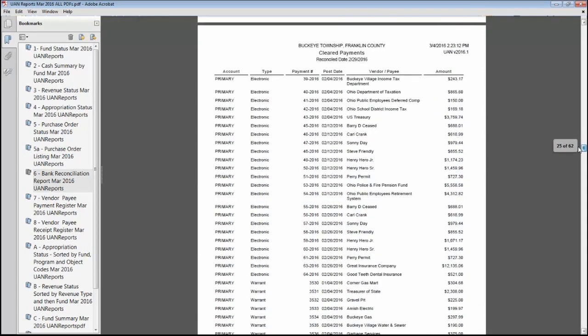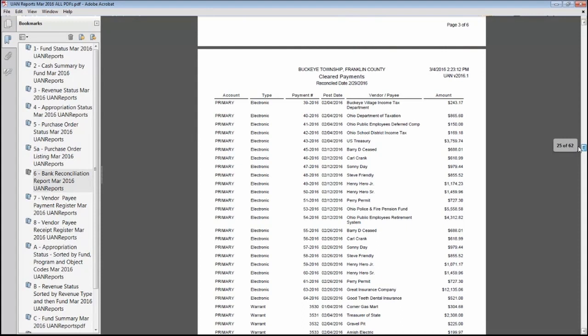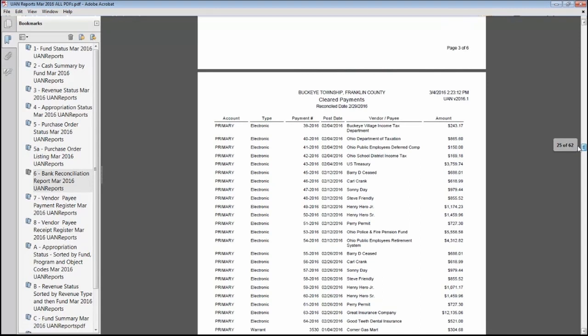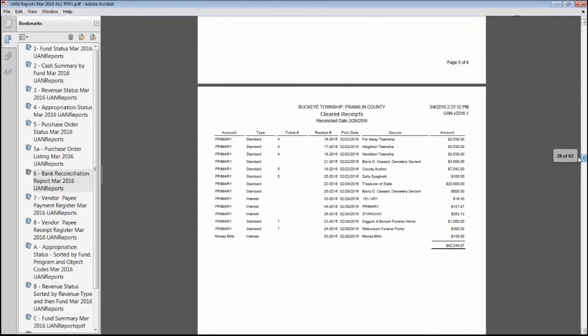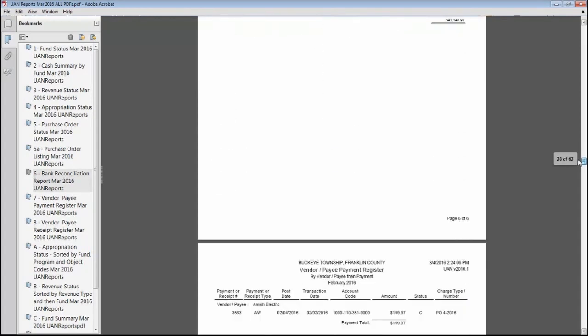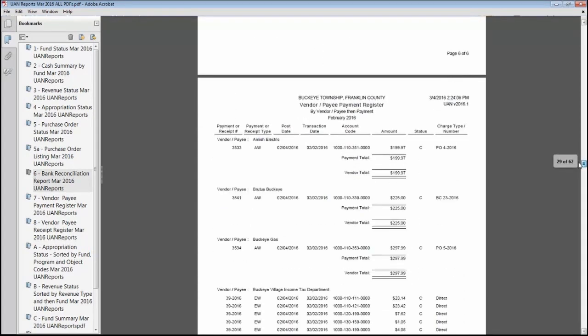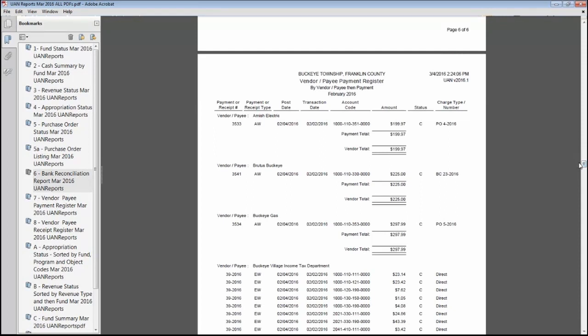Also of great use is the actual cleared payments, which are actual payments that were cleared against the bank reconciliation, as noted also within the bank statement. Any cleared receipts, again as noted from what's recorded in UAN as compared to the bank statement. So again, it's important to review the bank reconciliation report for certification of funds and proper internal controls for managing and controlling your organization.